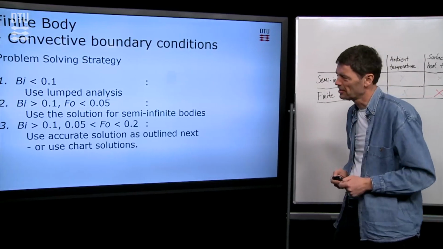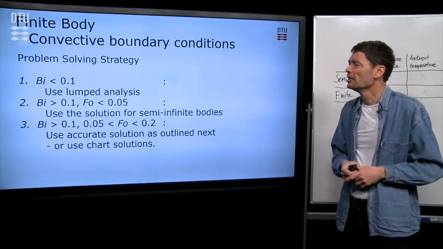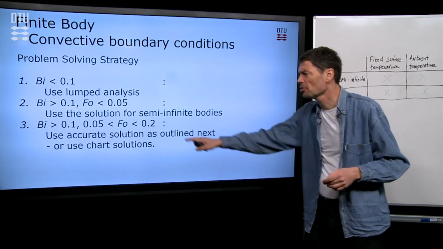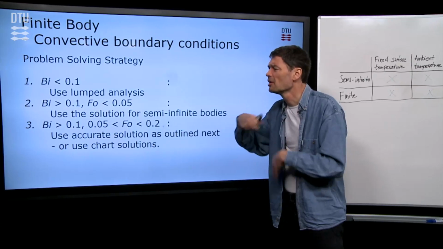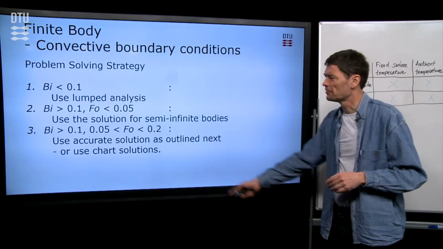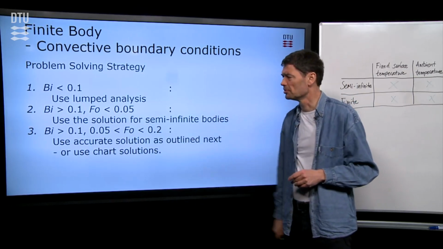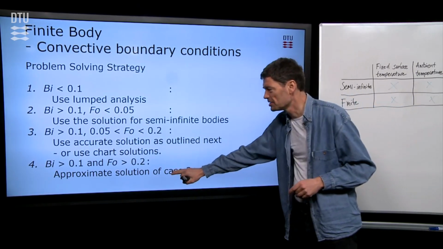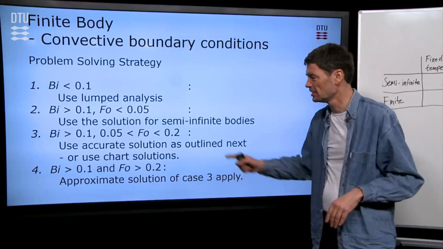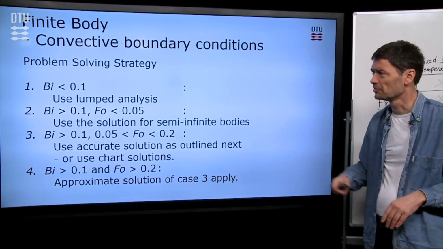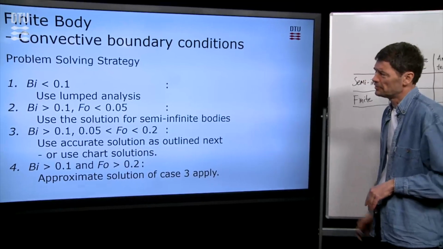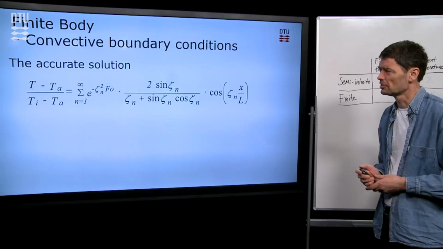But for finite bodies, the real case, for Fourier numbers not so large, so times not so large, there are some accurate solutions that I'll show you on the next slide. If the Fourier number is bigger than 0.2, then we can have an approximation to the accurate solution that we have on the level 3 here from this problem-solving strategy.